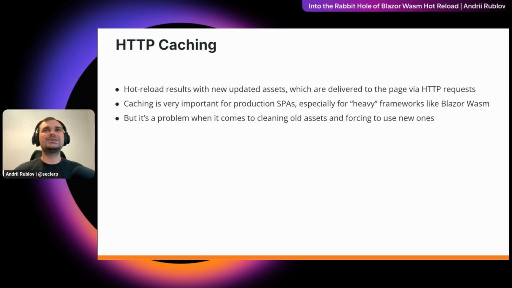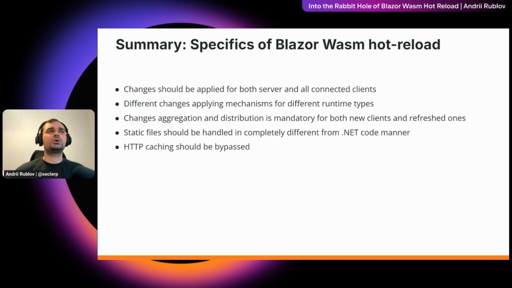Caching always creates new problems for developers, although it's considered a very useful approach in production. You have to use special tricks to ignore the cache when updating static files, the same CSS on an existing page. So let's summarize the Blazor Wasm specific items that should have been considered during the implementation.